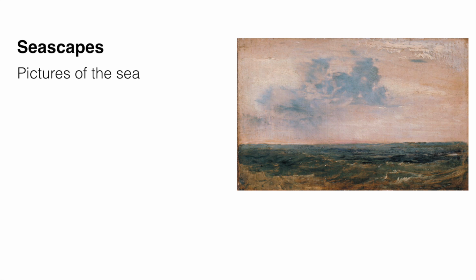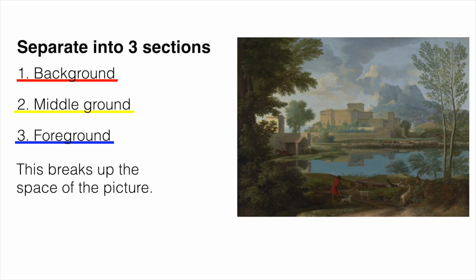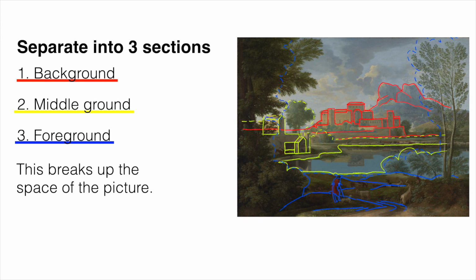Let's continue. Let's separate this landscape painting into 3 sections. 1. Background. 2. Middle ground. 3. Foreground. Artists often divide landscapes into 3 sections to break up the space of the picture. They also do this to make clear the things that are close to you in the painting from the things that are further away.